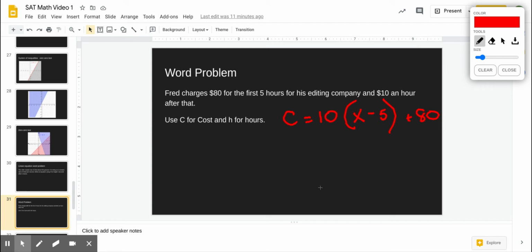And of course, we can't use X. We're supposed to use H. It says it right here. Use H for hours. So we'll fix that. And we'll use green.